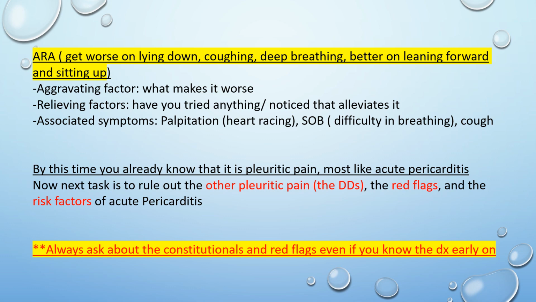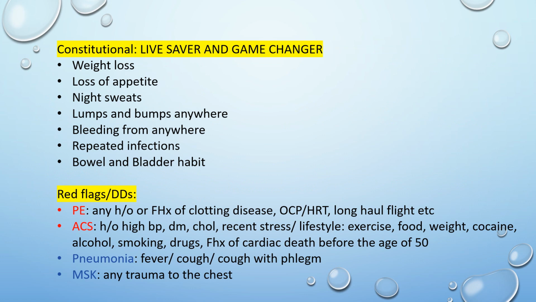Now, the next task is to rule out the other pleuritic pain, which is the DDs, and the red flags and also the risk factors of acute pericarditis. A very important point to remember over here is to always ask about the constitutionals and red flags, even if you know the diagnosis early on. For the constitutional symptoms, we need to ask about weight changes, appetite changes, night sweats, lumps and bumps anywhere, bleeding from anywhere, repeated infections, and bowel and bladder habit.